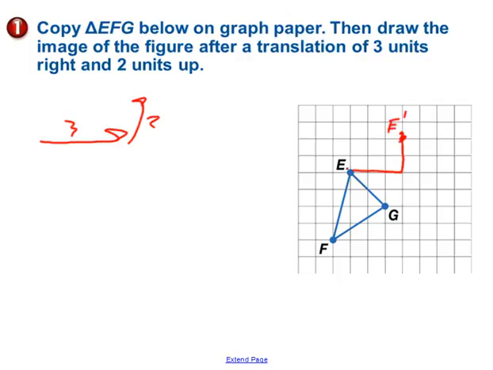Letter G is 3 units to the right, 1, 2, 3, and 2 units up, 1, 2. So that would be G prime. And F would be 3 units to the right again, 1, 2, 3, and up 2 units. So this becomes F prime right here. And we connect the triangle, and that triangle becomes our translation.